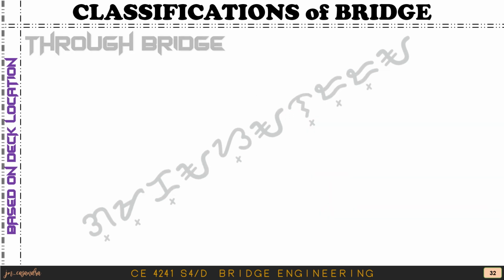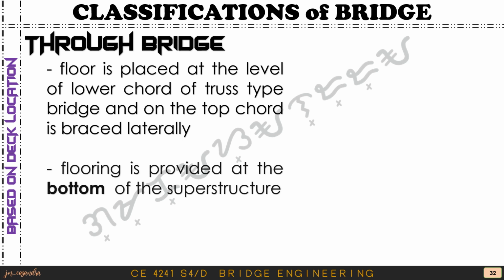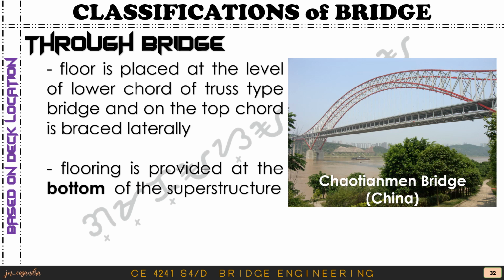Next we have the through bridge, wherein the floor is placed at the level of the lower chord for truss type bridges, and in here the top chord is braced laterally. To distinguish the difference between a deck bridge and a through bridge, basically a through bridge would have its flooring provided at the bottom of the superstructure, unlike the deck bridge wherein the deck is located above the superstructure. An example of a through bridge is the Chaotianmen Bridge found in China. So it's below the superstructure.